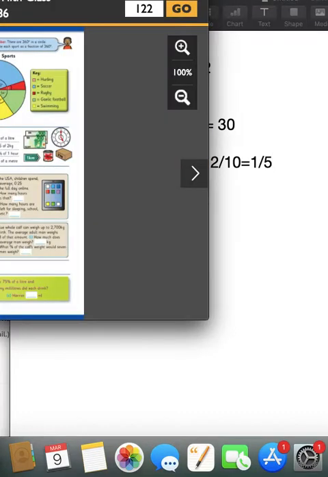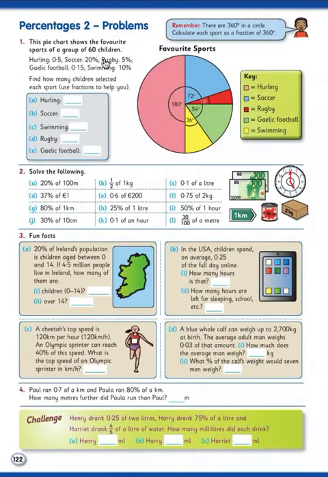You might have already guessed that because you might just know that 20% is a fifth. So now I'm finding 1/5 of 60 children to find out the soccer. For the rugby, I'm popping 18 over 360, simplifying down to get a fraction and find that amount of 60. For swimming, sorry, it's 36, not 18. For rugby, it's the 18. And for Gaelic football, you're popping 54 over 360, simplifying down.